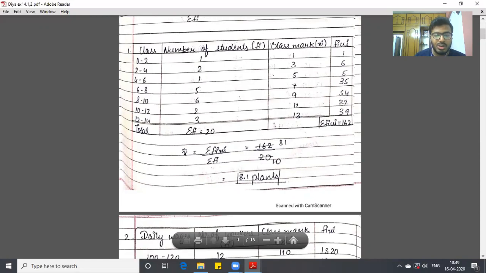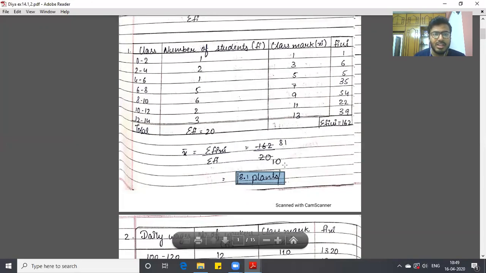Now x bar is equal to sigma fi xi upon sigma fi. So 162 divided by sigma fi, which is 20. So 162 upon 20, that is 81 upon 10. What will 81 upon 10 be? It is 8.1 plants. So that is the mean value.